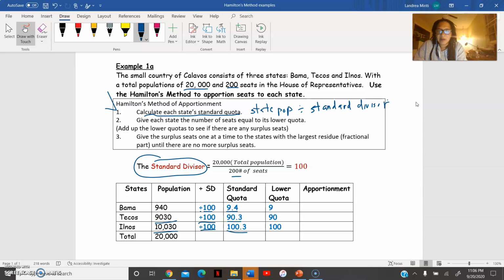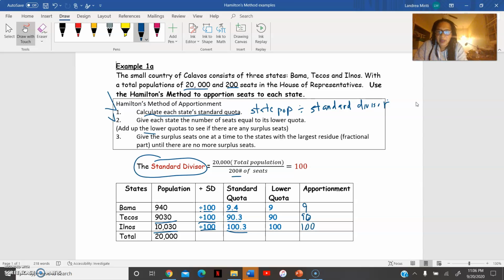And it says, give each state the number of seats equal to its lower quota. So we know to start off with, Bama's going to get 9 trucks, Tecos is going to get 90, and Ilnos is going to get 100. But now there's more steps.